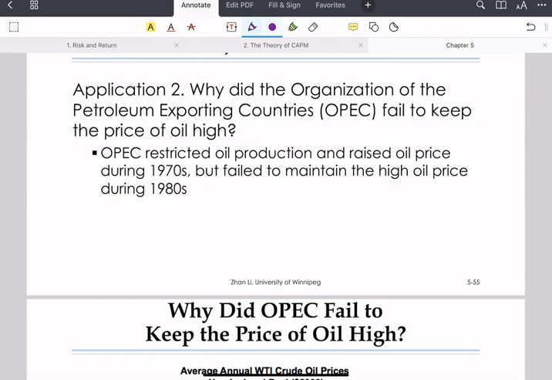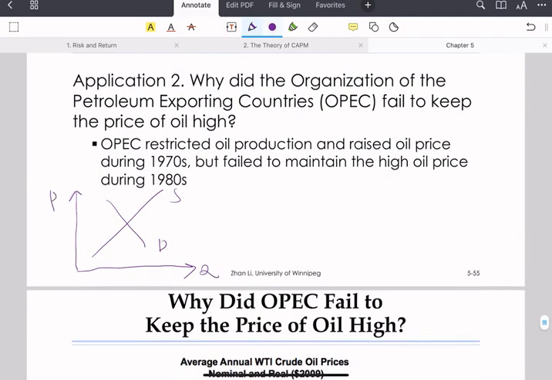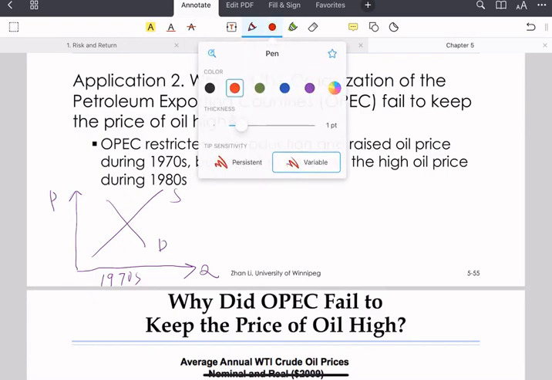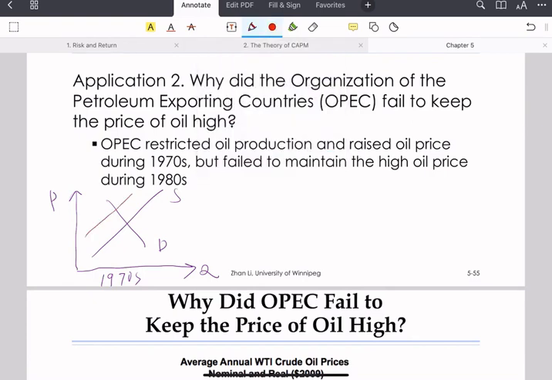So let's see why. Okay, now let's first draw out the supply and demand curve. This is quantity, this is price. So let's assume this is about the 1970s. And in the 1970s, OPEC restricted oil production. This should decrease supply, which means the new supply curve should be on the left. So this is S prime. Now what you see here is the price should increase.